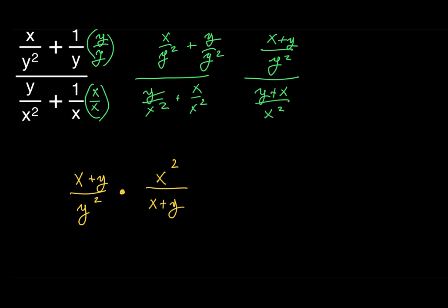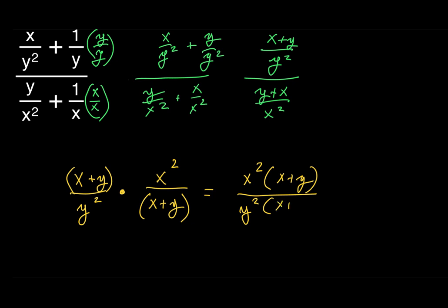And now when I multiply fractions, right, I do not need common denominators to multiply. I just multiply across. So this will be x squared times x plus y. Although it's not written that way, there are parentheses here. And although it's not written, there are parentheses here. y squared times x plus y.